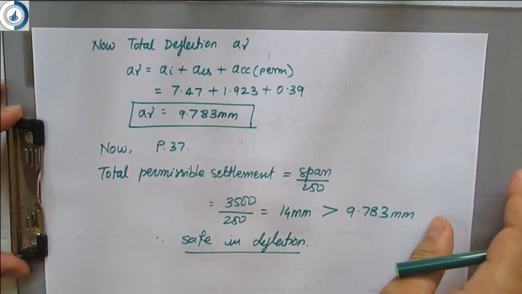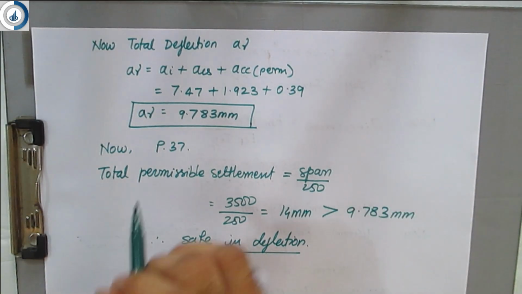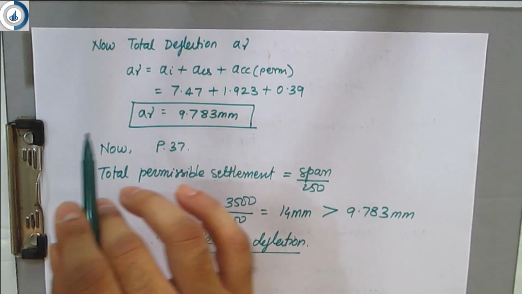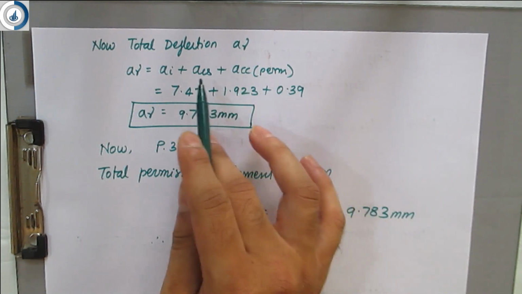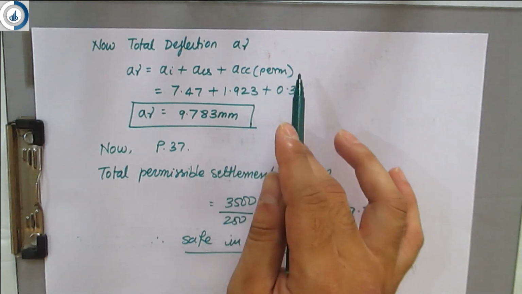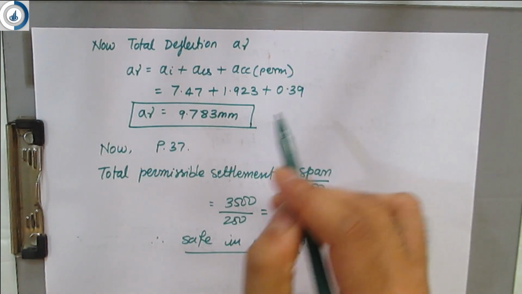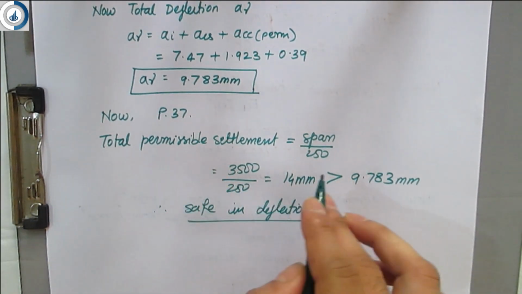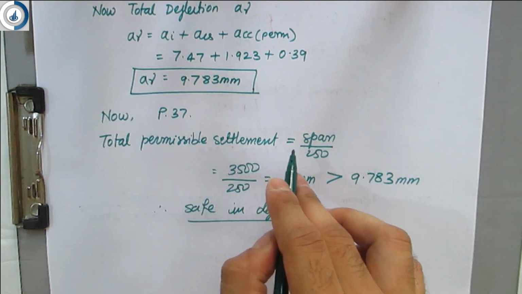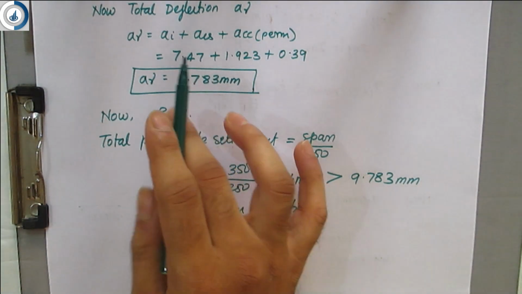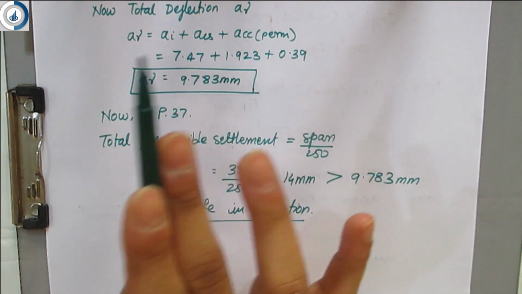So this is how you have to calculate the total deflection: the initial deflection, also called short-term or immediate deflection, then the deflection with respect to shrinkage, then the deflection with respect to creep. Temperature we have not done because it was not given in the problem. If it is given, then again you have to add it and solve with the same steps. Then at the final step you have to check against page number 37, the total permissible deflection, that is span by 250. This is how you check the deflection under different conditions, that is short-term and long-term deflections.